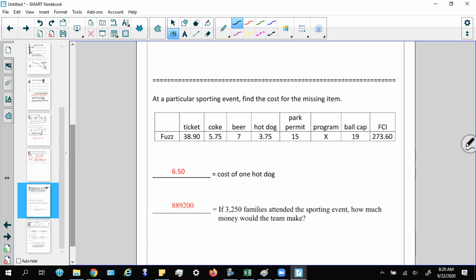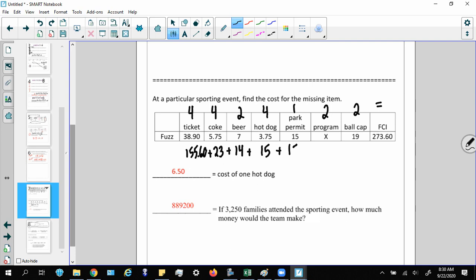So let's go to this one right here. Four tickets, four Cokes, two beers, four hot dogs, parking permit is one. We don't know how many programs there are. We know that there are two ball caps, and it all equals 273.60. So we're going to do some calculations here. Four times 38.9, 155.60, plus four times 5.75, which gives me 23. Two times seven, that's easy, that's 14. Plus 4 times 3.75. A lot of decimals in this problem.